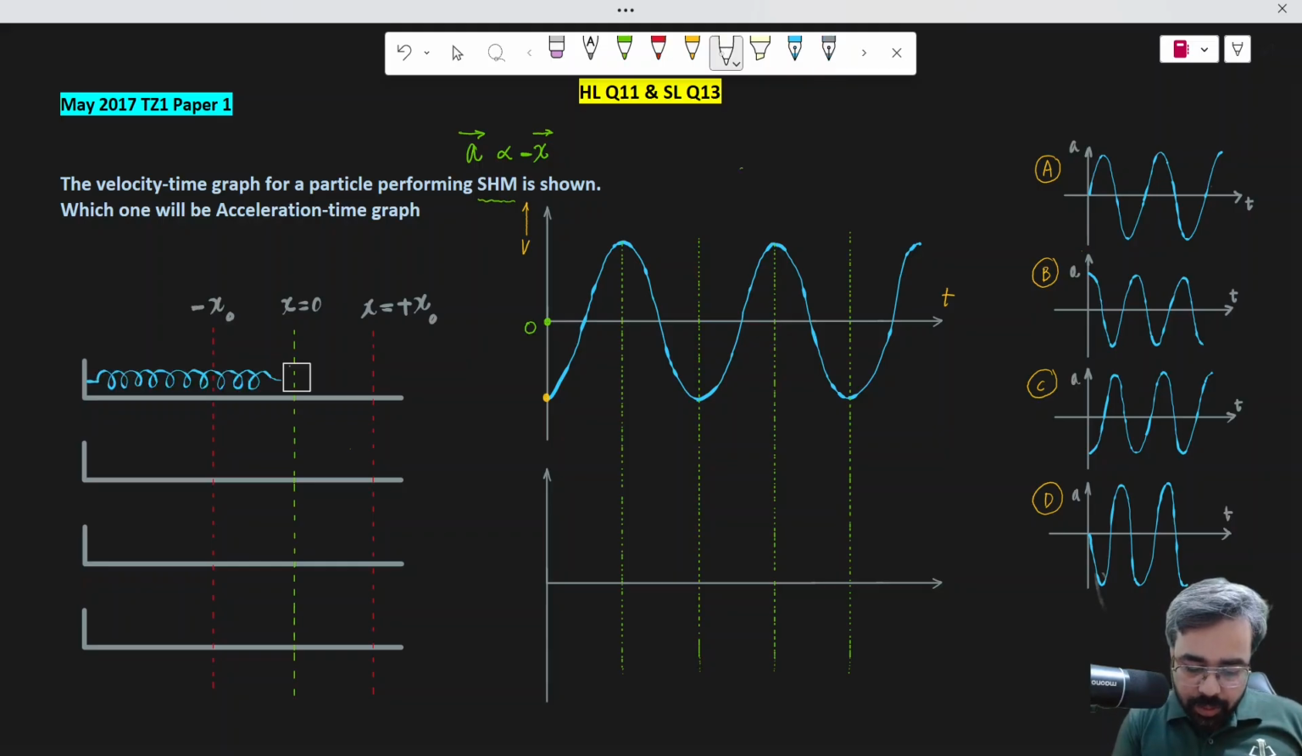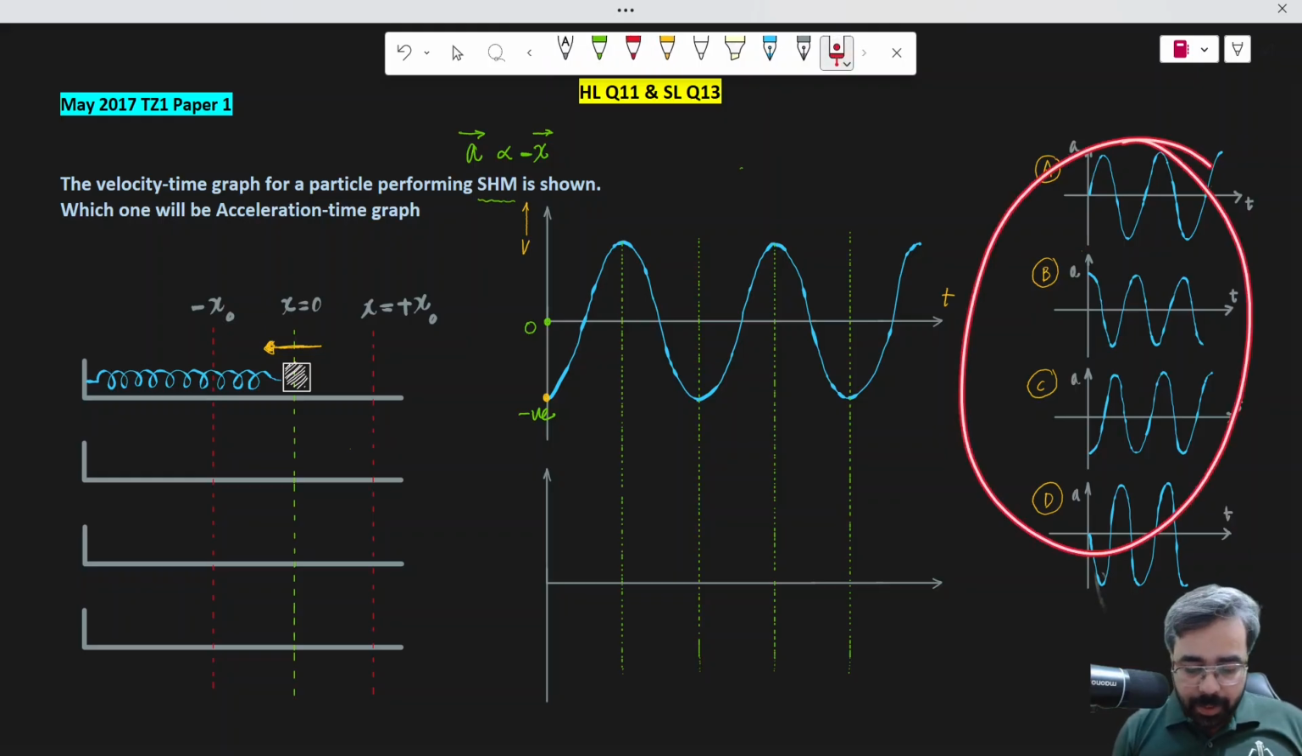Right now I'm going to show you the position of the mass at the equilibrium position. Velocity can be maximum, either positive or maximum negative, at the equilibrium position, and it shows us that the motion is towards the left. So what we have to do in this question is draw the acceleration time graph, which will be one of the options.